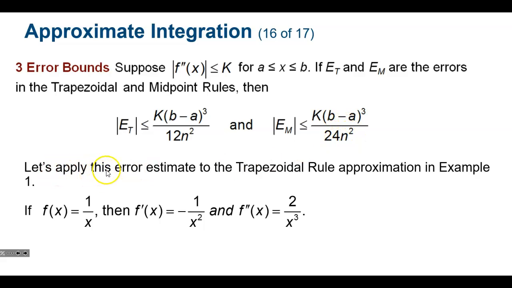Let's apply this error estimate to the trapezoidal rule approximation in example 1. Now, we know that the function f of x was equal to 1 over x. And we know that the first derivative is equal to negative 1 over x squared. And we know that the second derivative is 2 over x cubed. So again, we're using this error bound formula up here.